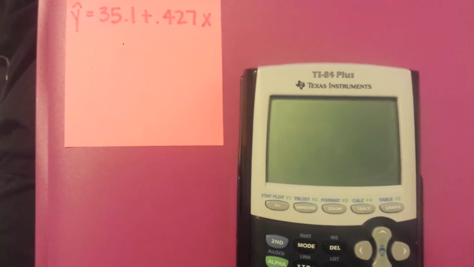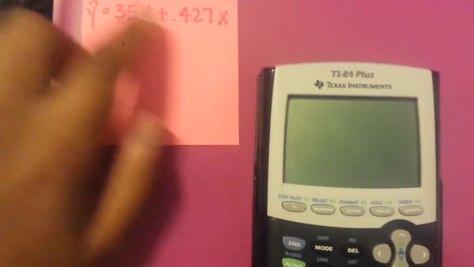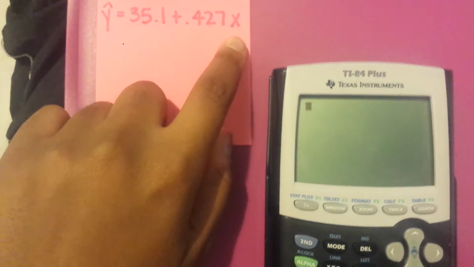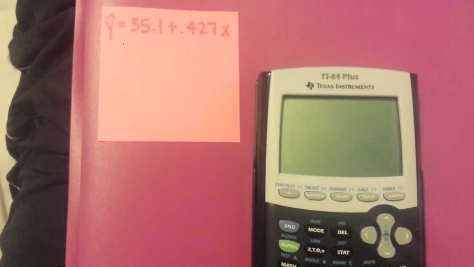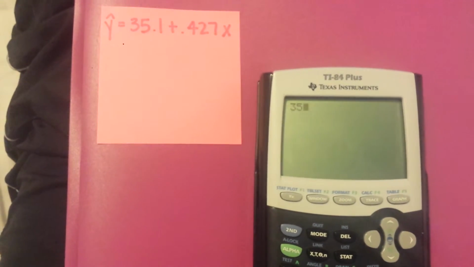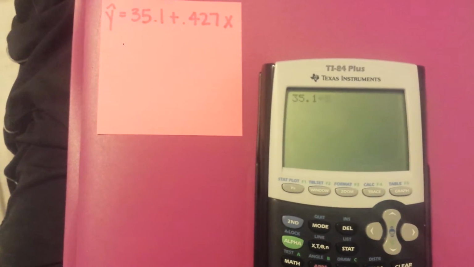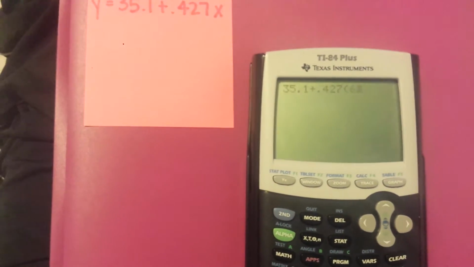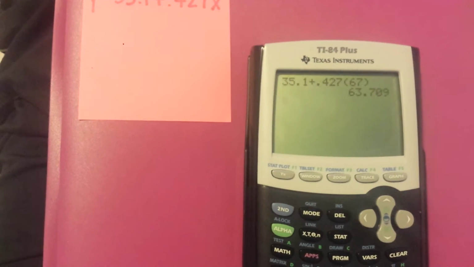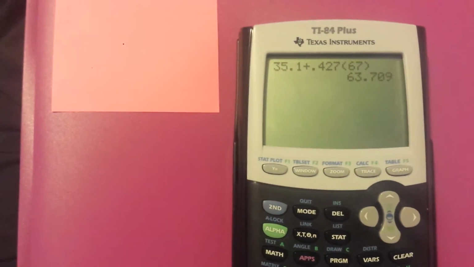So using the formula given to us, we'll be plugging in the number 67 for x. 67 is the father's height. So to plug this in, we will do 35.1 plus 0.427 times 67. And we get 63.709.